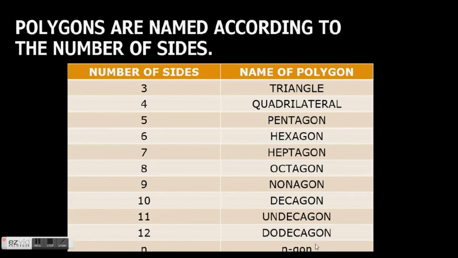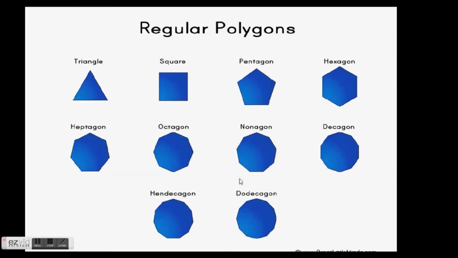Paano kapag more than 12? 13 pataas. So, what we do is we just add the suffix gon to the number of sides. For example, 13-sided polygon. Then that is 13 gon. Kapag 14-sided, 14 gon. Okay, ganun lang. Add lang tayo ng suffix na gon. Okay. So, these are illustrations of regular polygons. Okay, tandaan pag regular, we are both equiangular and equilateral.